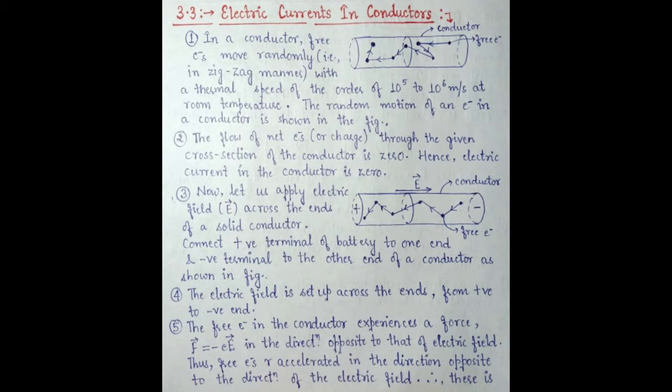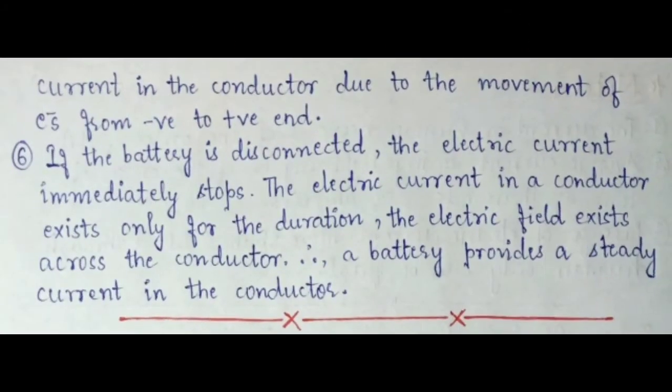In the next point it is written, the free electrons in the conductor experience a force, that is F vector equals to minus eE vector, in the direction opposite to that of the electric field. Thus free electrons are accelerated in the direction opposite to the direction of electric field. Therefore, there is current in the conductor due to the movement of electrons from negative to positive end.